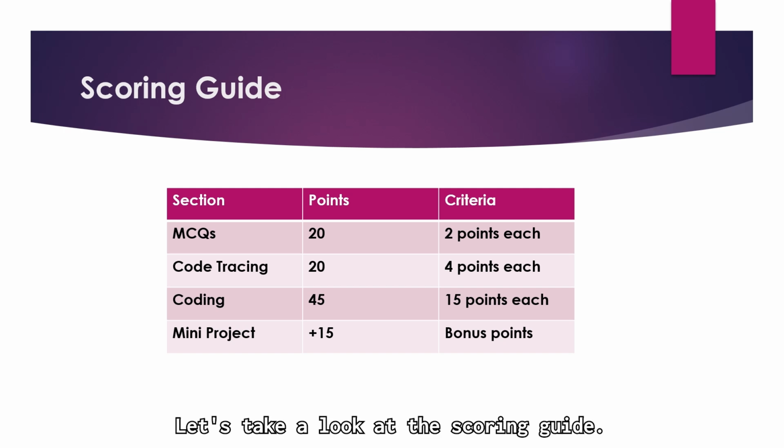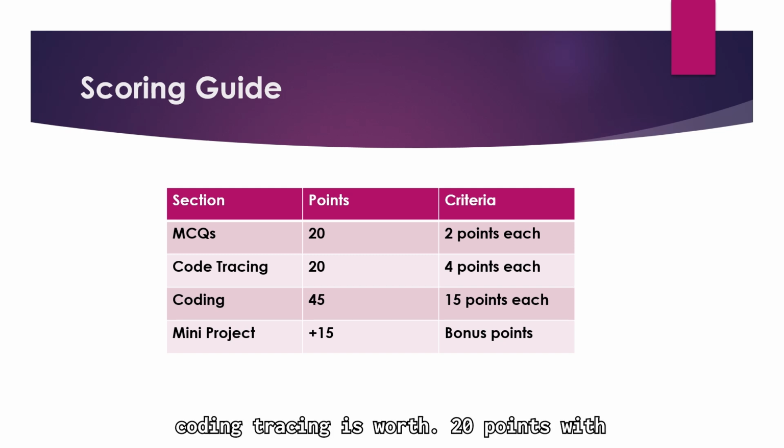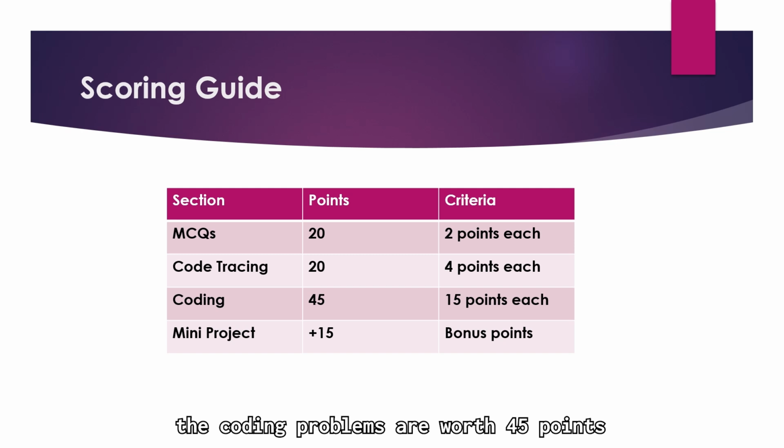Let's take a look at the scoring guide. In part A, MCQ is worth 20 points with 2 points per question. In part B, code tracing is worth 20 points with 4 points per problem. In part C, the coding problems are worth 45 points with 15 points per challenge. Part D is worth an additional 15 points for extra credit. Altogether, you can earn up to 100 points in this assessment.